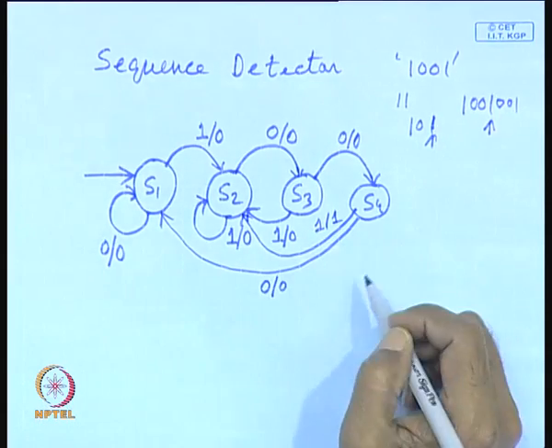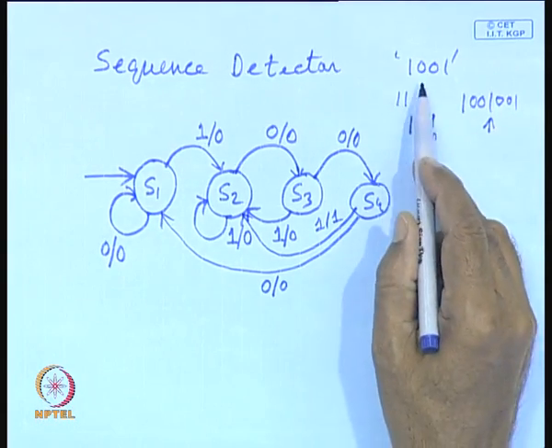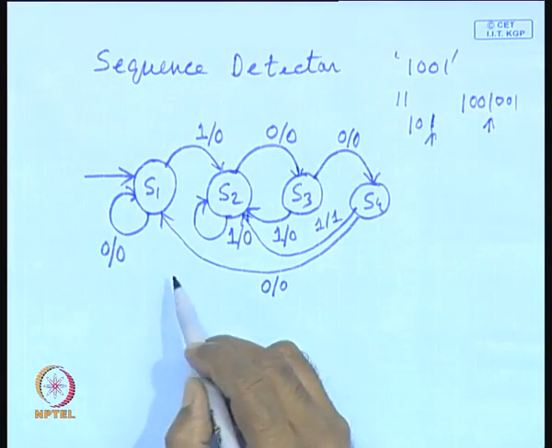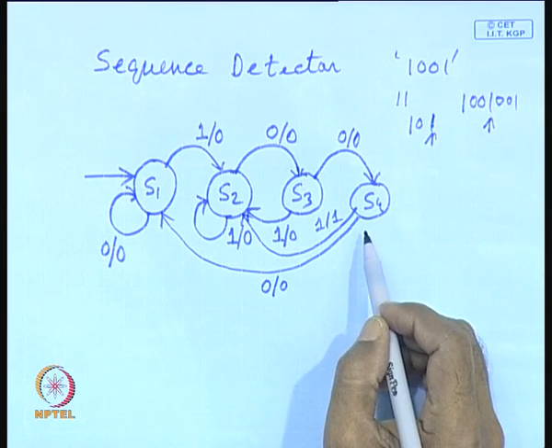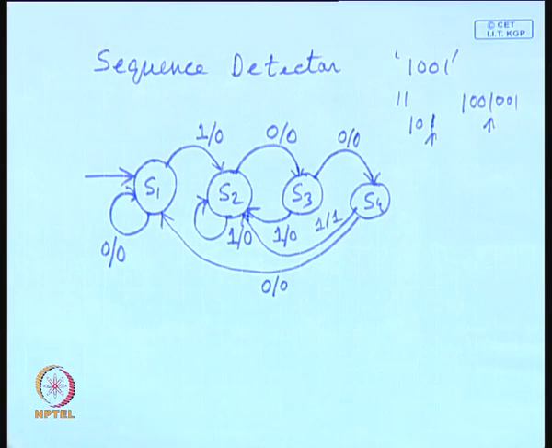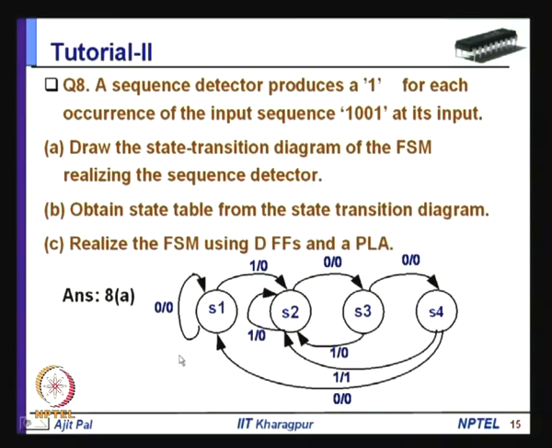So, this is the state transition diagram for the sequence detector 1 0 0 1. That means, it will have 4 states, and the way the sequence will take place is shown here, as I have drawn in this diagram.